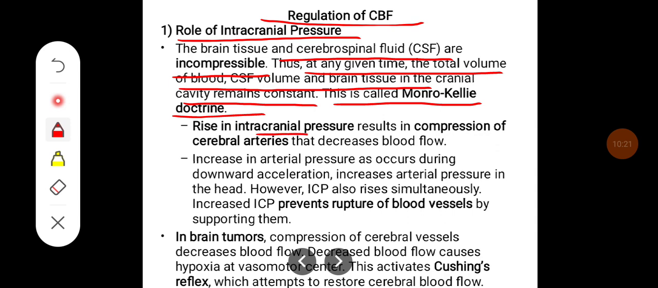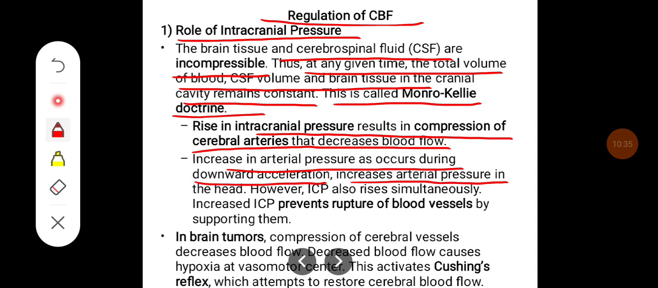A rise in the intracranial pressure results in compression of the cerebral arteries that decreases blood flow. Increase in arterial pressure, as occurs during downward acceleration, increases arterial pressure in the head. However, intracranial pressure also rises simultaneously. Increased ICP prevents rupture of the blood vessels by supporting them.